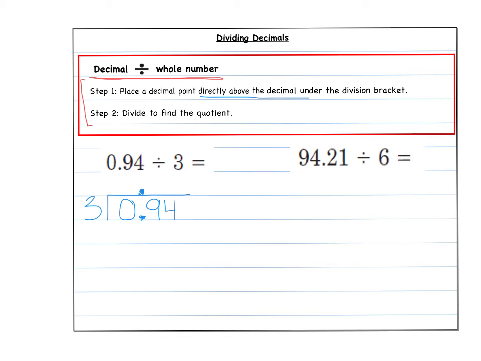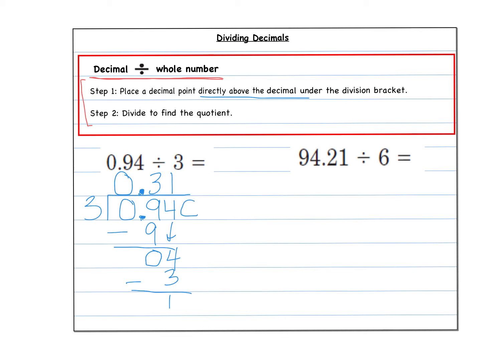So 3 cannot go into 0. 3 can go into 9 3 times. I automatically put a 0 here because we always need to have a 0 or a whole number before the decimal. So 3 times 3 is 9, and 9 minus 9 is 0. I drop down the 4. So 3 goes into 4 one time. 1 times 3 is 3. So 4 minus 3 is 1.